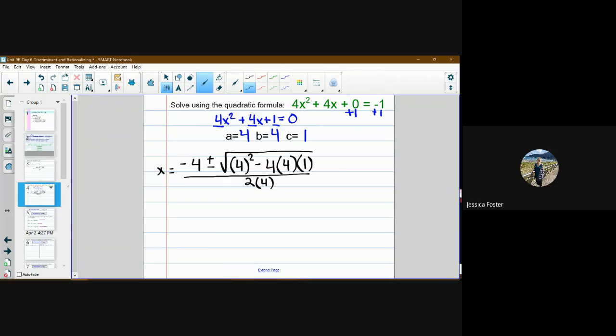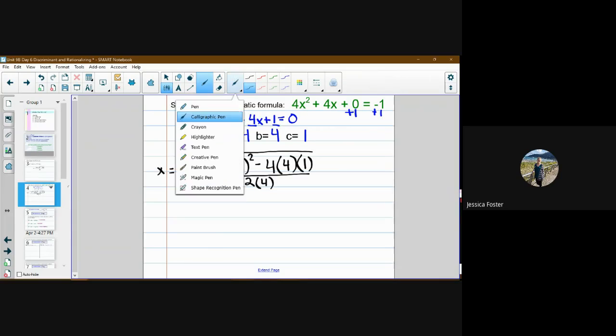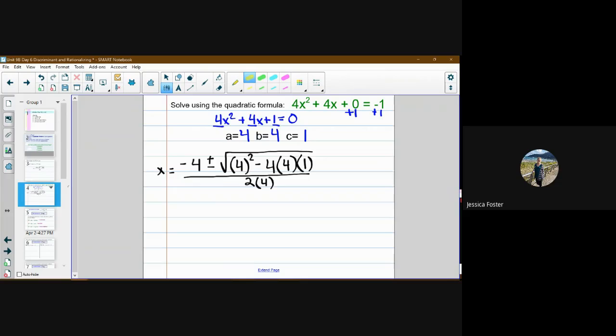I'm going to go through using order of operations to simplify now. So first of all, I'm going to simplify everywhere where I'm multiplying. So that includes my exponents, because that's going to be 4 times 4. I'm going to multiply 4 times 4 times 1, and I will be subtracting that. And I've got 2 times 4 on the bottom. So simplifying in all of those spots, I've got x equals negative 4 plus or minus the square root. 4 squared is 16, minus 4 times 4 times 1. So that's going to be minus 16, all over 2 times 4 is 8.